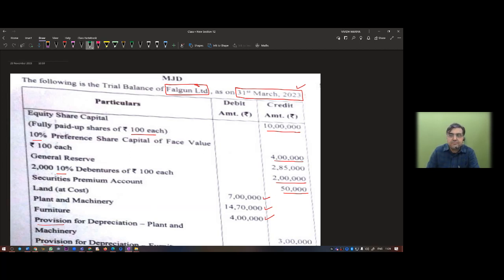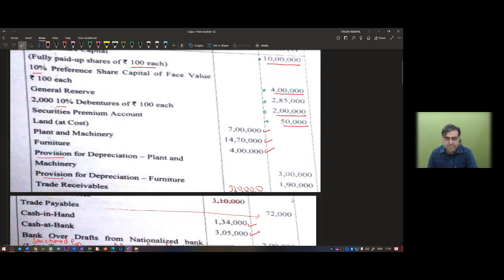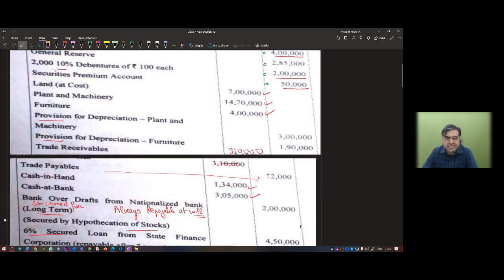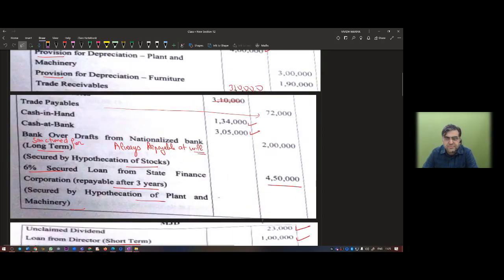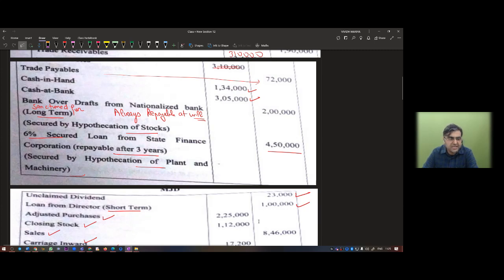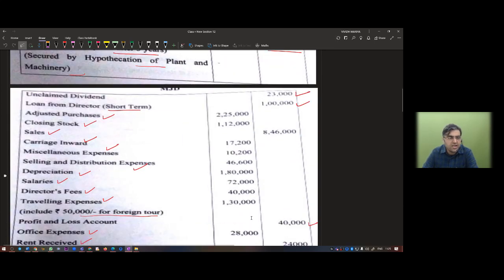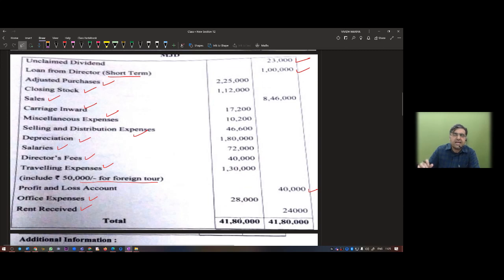Let's first of all make the information ready regarding the profit and loss account. See, the first item is a balance sheet item. The second, third, fourth items are all balance sheet items, so I leave them. Here are the items which are required.